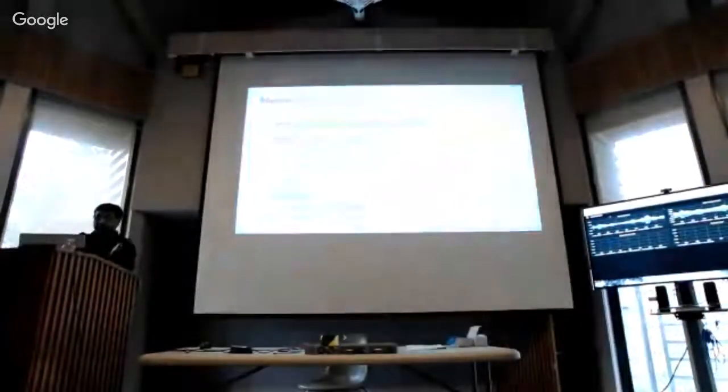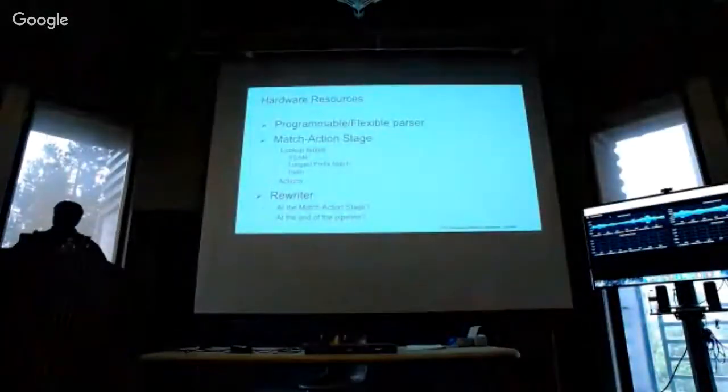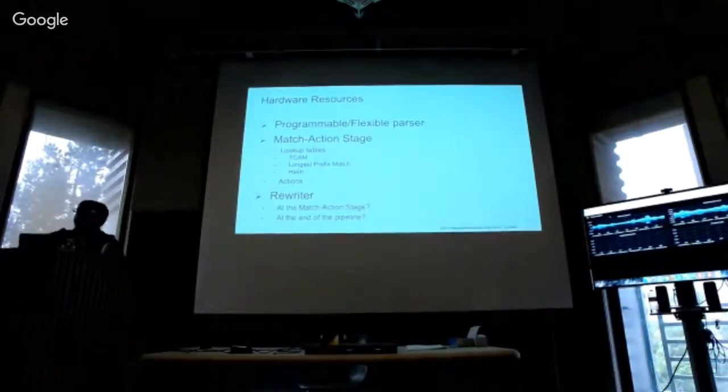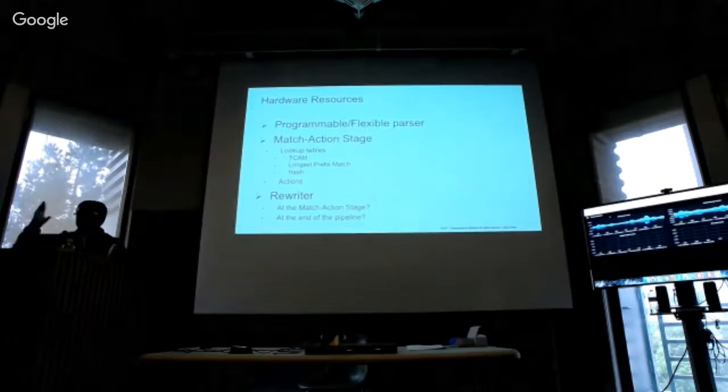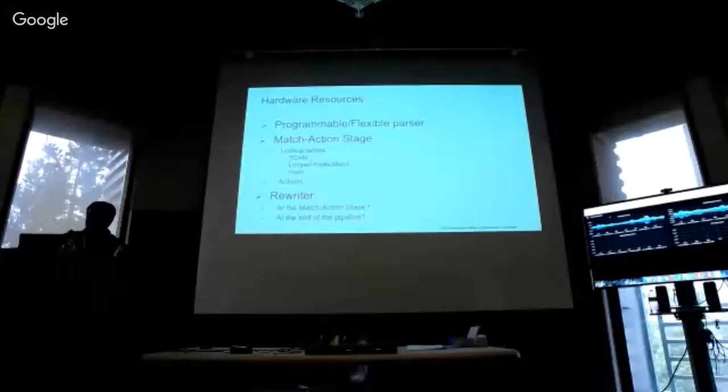Okay, so let's look at the hardware resources. You want a programmable, flexible parser. Right now, it's just IPv4, IPv6, Ethernet, some layer 4 fields. Maybe in the future you want something more. But once you program your parser, you're done. You really don't need to mess with it too much. Maybe you want to. So it's good to have it programmable, but I don't want to spend too much time on it. The action really is in the middle part.